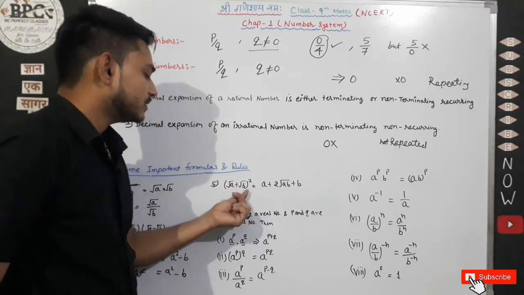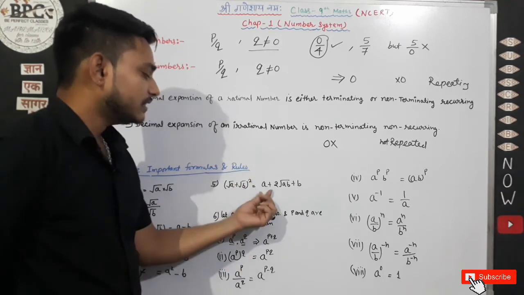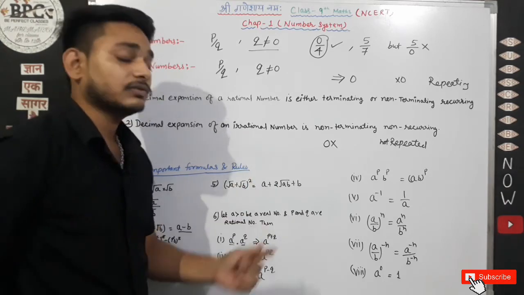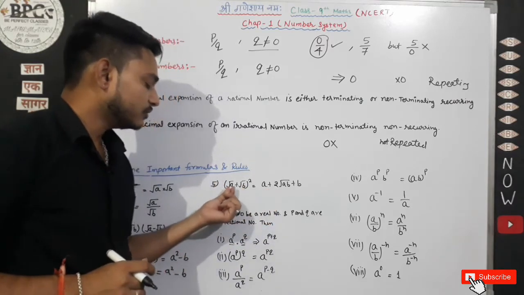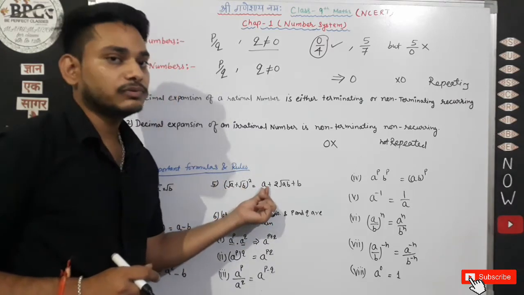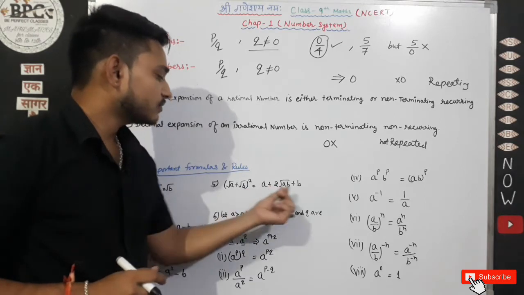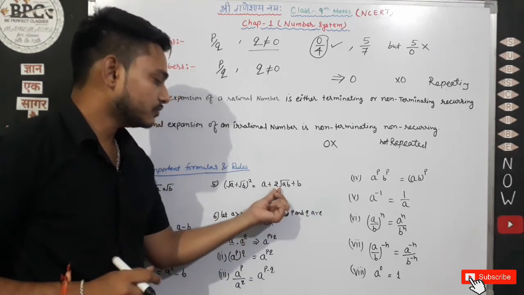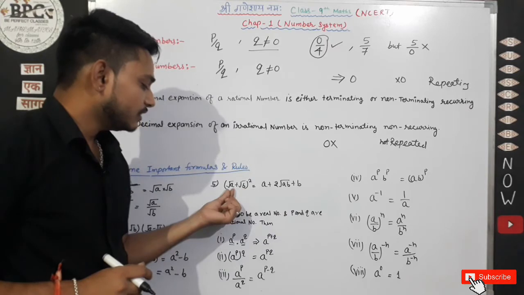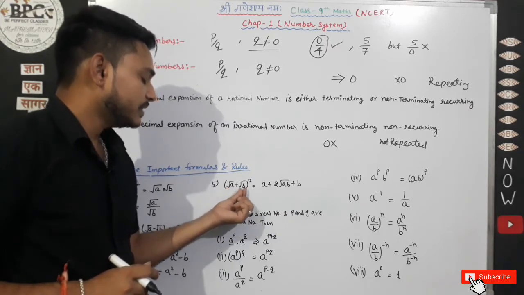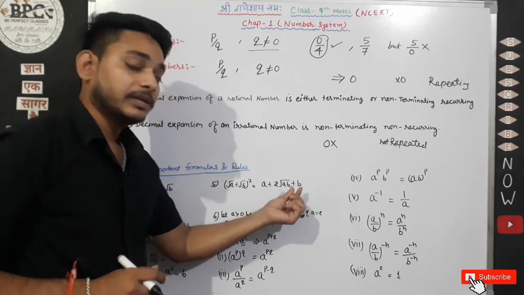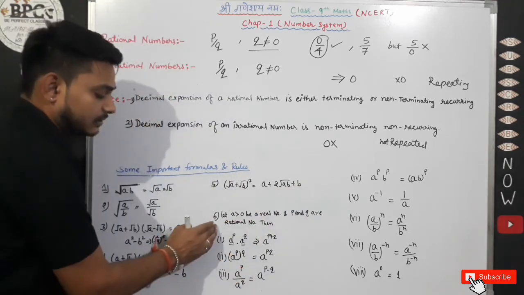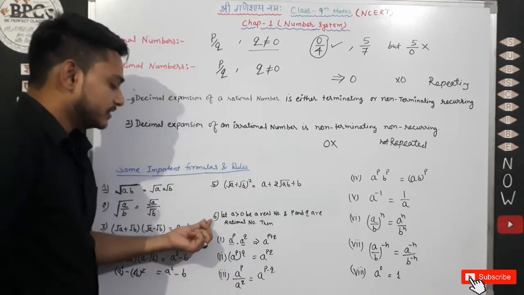Under root a plus under root b whole square. Then we apply here the formula which is known as a plus b whole square. A square means under root a whole square is equal to a, under root b square is equal to b. Then 2 a b, the value of a is under root a and b is under root b, so we can write it as 2 under root ab.